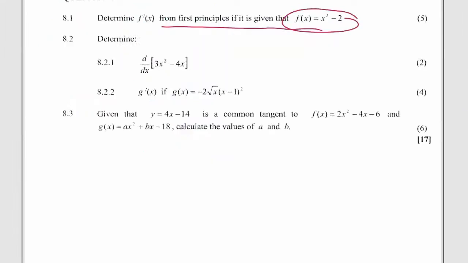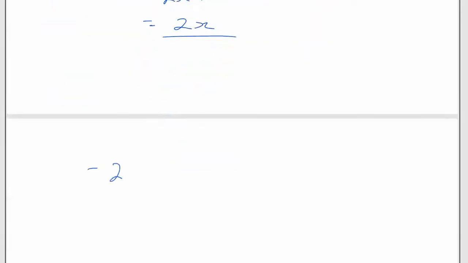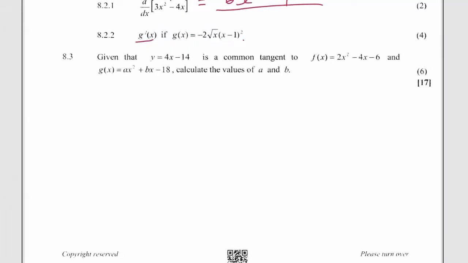And then they want us to get the derivative of this, which means 2 times 3, that's going to be 6x minus 4. That's the answer. And then they want us to find the first derivative of this. Okay. So negative 2 root x, open brackets, we have x minus 1 squared.